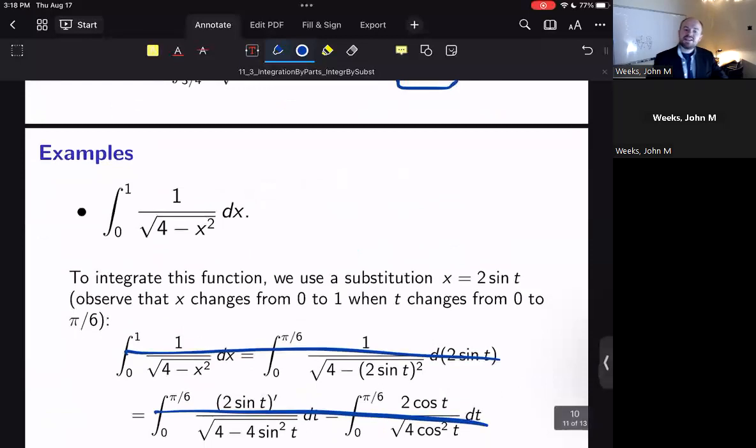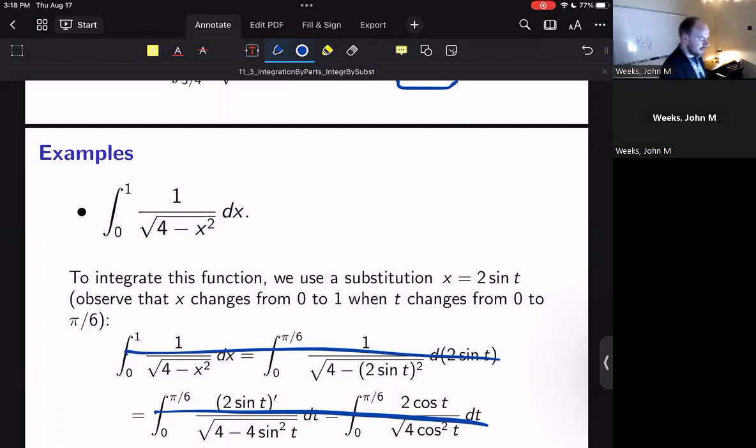Here's another one. This is the integral from 0 to 1 of 1 over the square root of 4 minus x squared dx. Now, you may remember this one from a while back. It kind of depends on where we are. But there are some interesting substitutions that we can do with trigonometric functions whenever we see integrals like this.